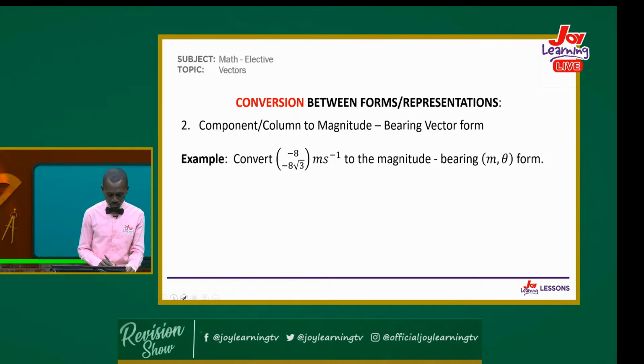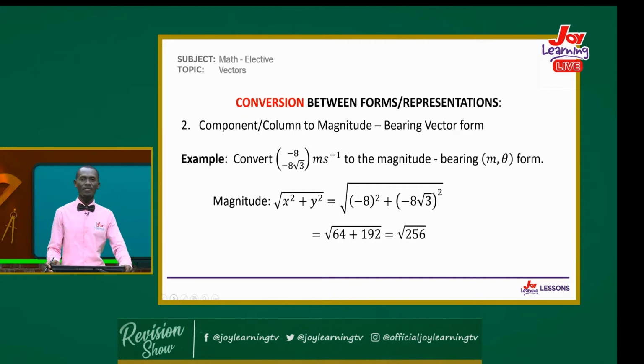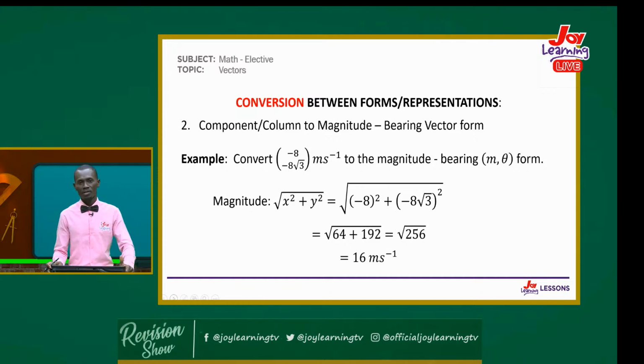So what do you do? You square -8 and you square -8√3. If you are comfortable with your surds, you know -8√3 all squared means -8 by -8, which gives you 64. √3 by √3 gives you 3. 3 times 64 gives you 192. 192 plus 64 will give you 256. The square root of 256 will give you 16. So you have 16 meters per second. That is the magnitude. So you are done with one part, the magnitude. You are left with the bearing.